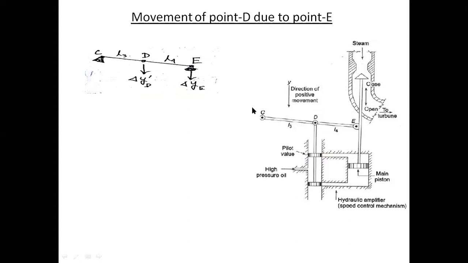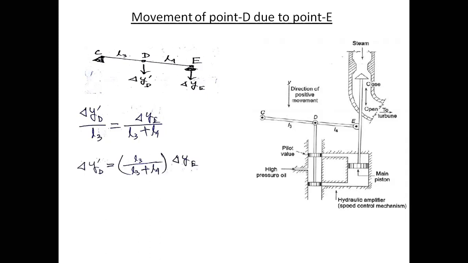And what will be the equation? These lengths are taken L3 and L4 as shown in figure. So it becomes del YD dash divided by L3 equals del YE divided by L3 plus L4. This will be the equation. So it becomes del YD dash equals L3 by L3 plus L4 into del YE.